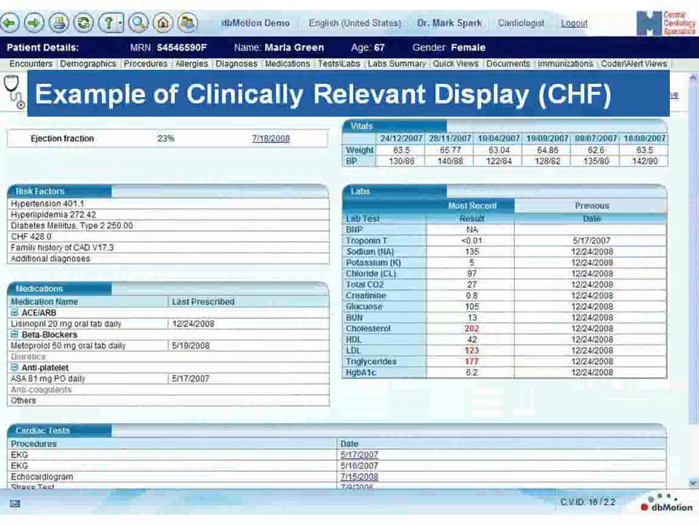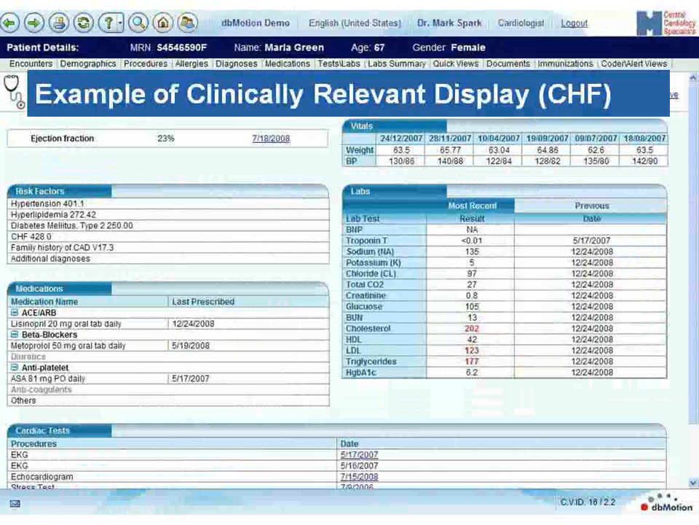So in one screen, here the clinician has just about everything he or she needs to care for a patient with heart failure. At least I have never seen a view like this in a typical electronic medical record. So this is extraordinarily helpful.